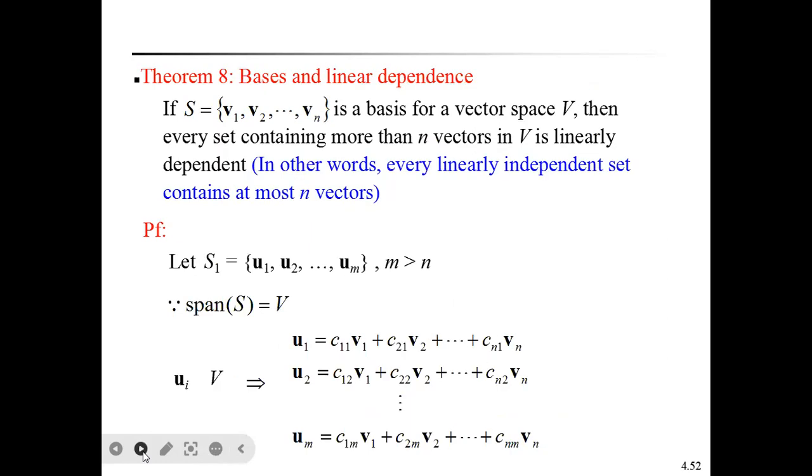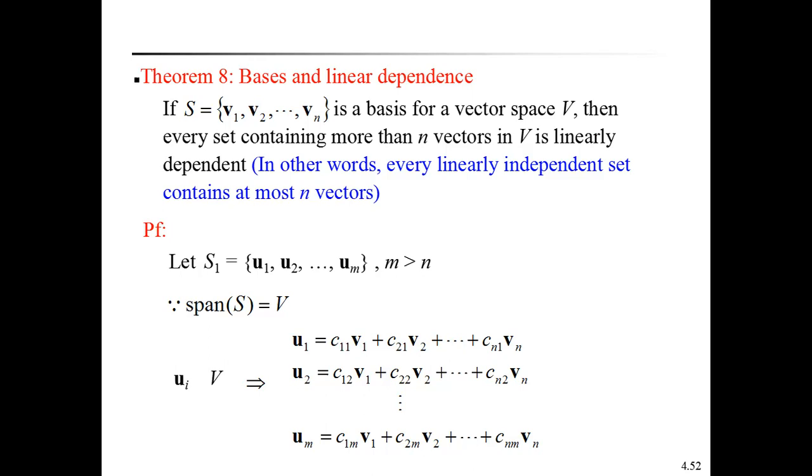Theorem: basis and linear dependence. If S is a basis for a vector space B, then every set containing more than n vectors in B is linearly dependent. In other words, every linearly independent set contains at most n vectors. Let S1 equal {U1, U2, ..., Um}, where m is greater than n. So span S equals B. U1 equals a linear combination with the scalars of the first row, and U2 equals a linear combination with the scalars of the second row's elements. And in this way, we get Um with the last row of the linear combination: C1m B1, C2m B2, plus ..., Cnm Bn.